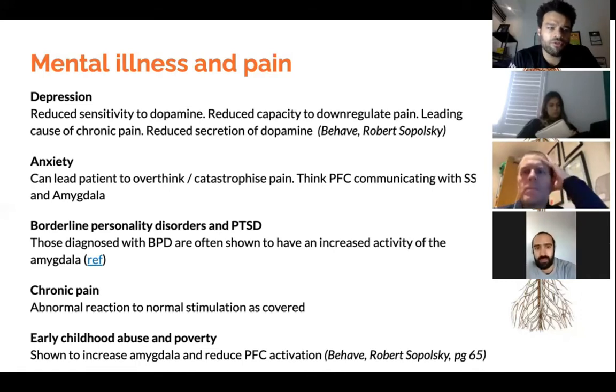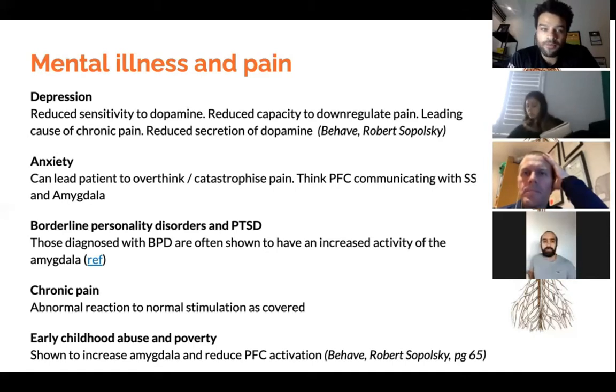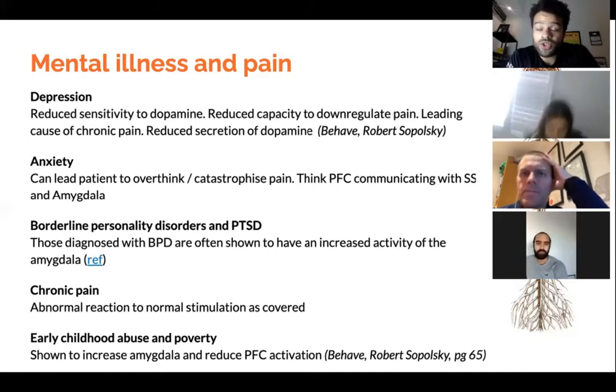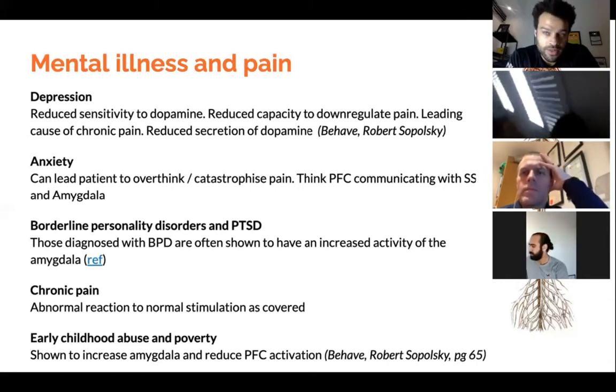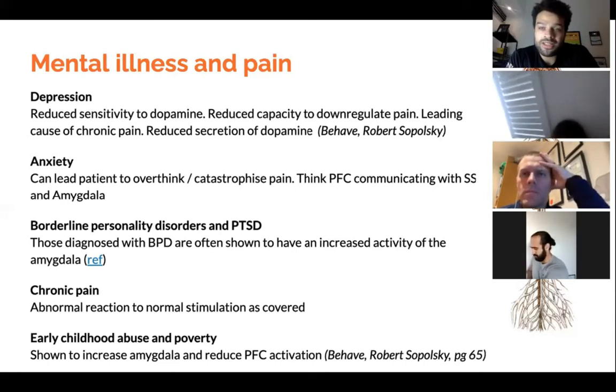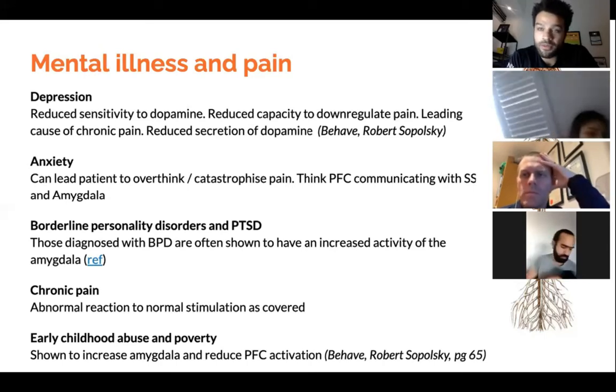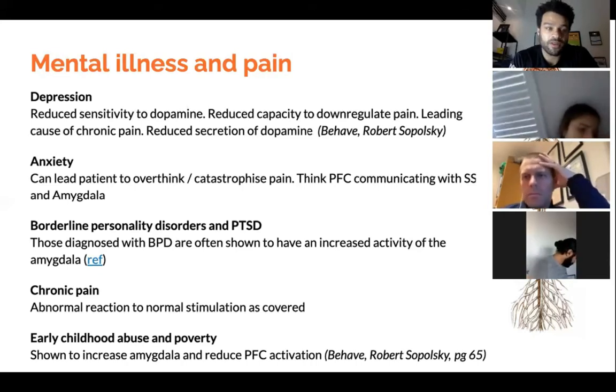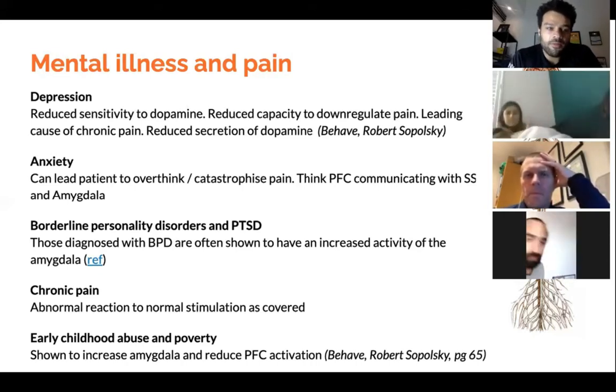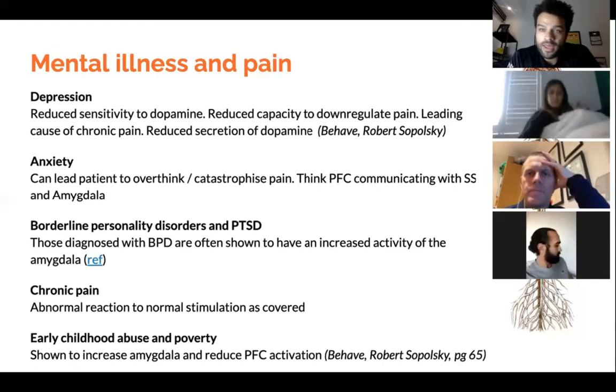So with depression, we have a reduced sensitivity to dopamine and a reduced capacity to down-regulate pain. So our natural painkillers are hindered. It is the leading cause of chronic pain, and we have a reduced secretion of dopamine and reduced sensitivity to dopamine. We also often see, with patients who have chronic pain or patients who are chronically depressed, a more active amygdala. The amygdala, the area of the brain that produces emotions, is more active. With anxiety, this can lead the patient to overthink and catastrophize pain.